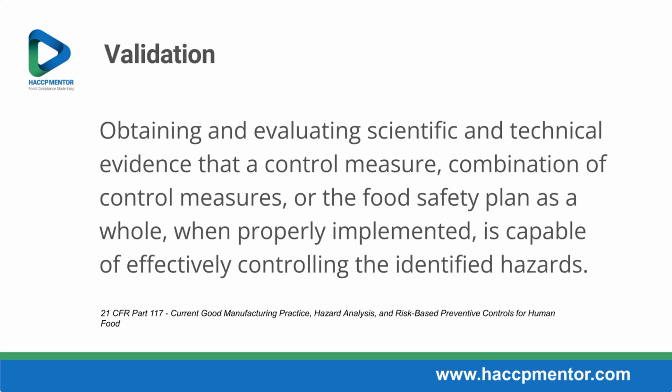So this part defines validation as obtaining and evaluating scientific and technical evidence that a control measure, combination of control measures, or the food safety plan as a whole, when properly implemented, is capable of effectively controlling the identified hazards. So again, similar, a bit more wordy than the Codex definition, but this definition now also talks about the food safety plan as a whole, where before we were just talking about control measures or combination of control measures.